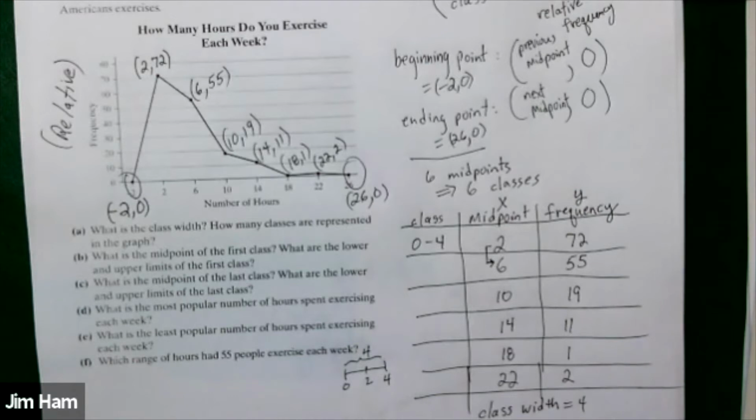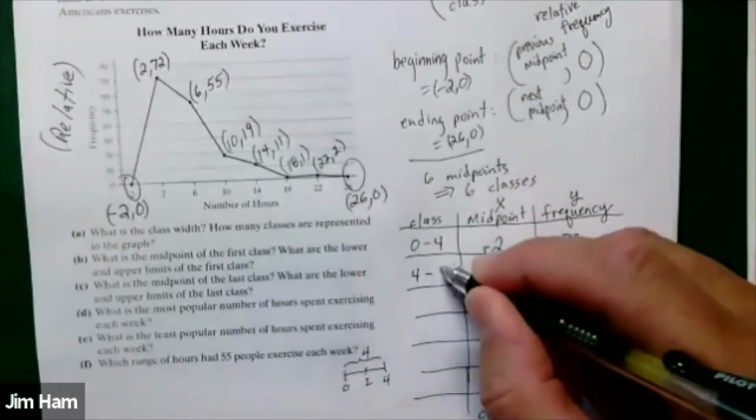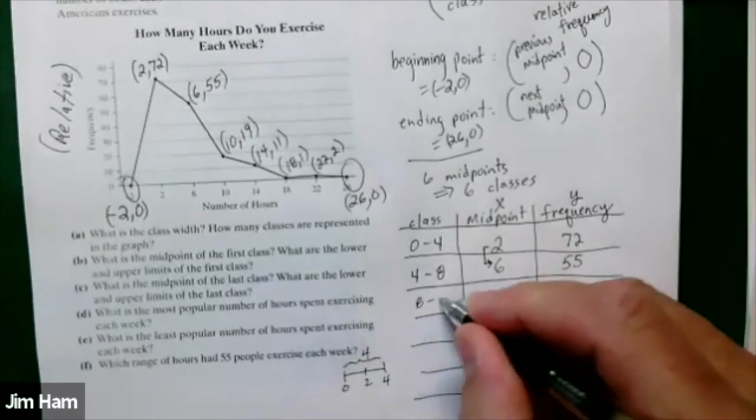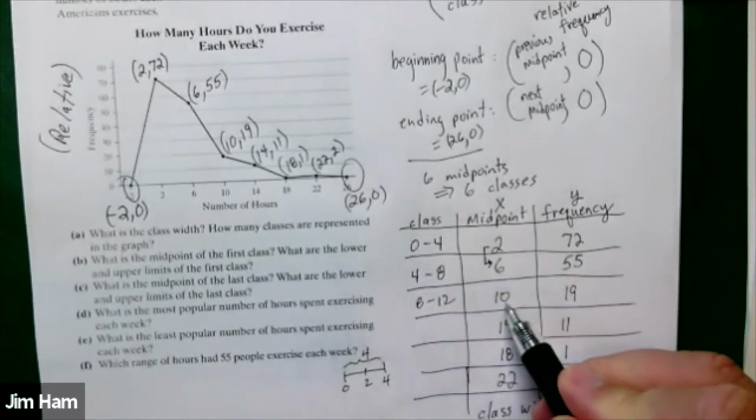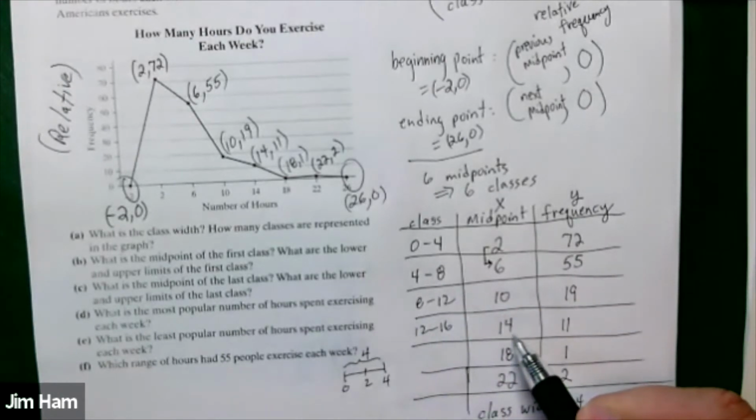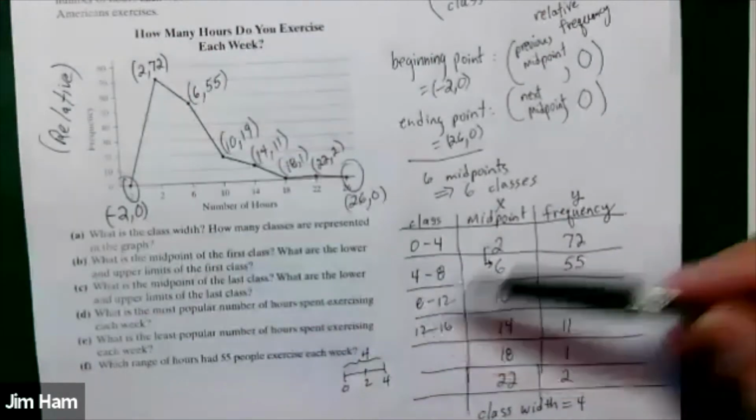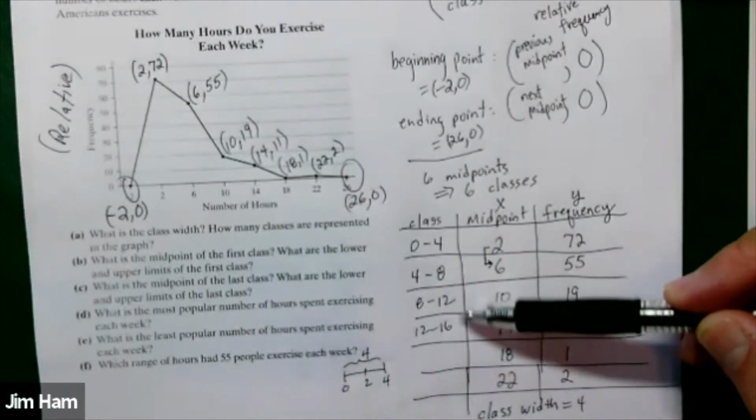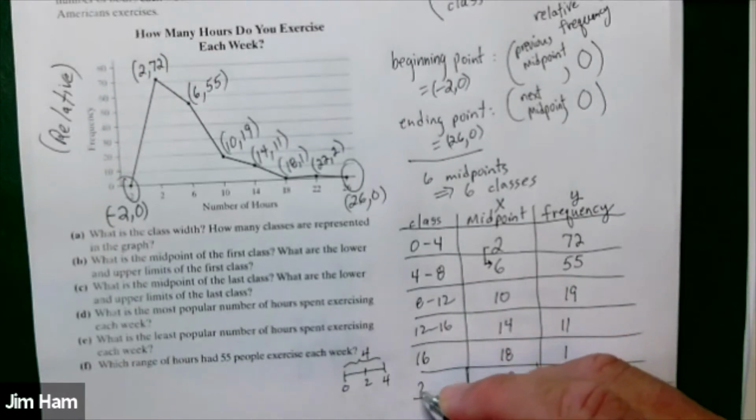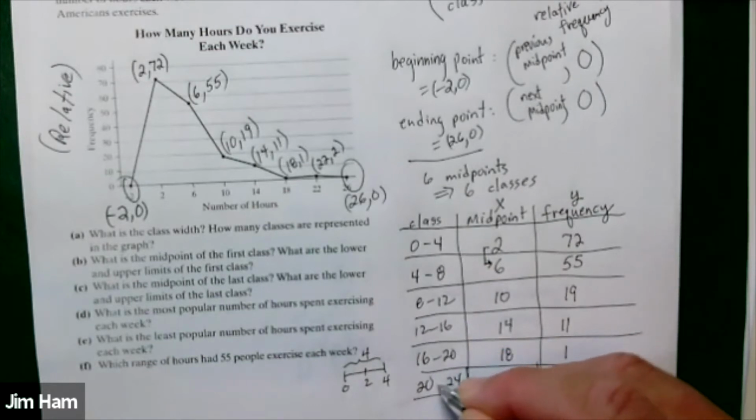Now every other class after that also has a class width. So the next one goes from 4 to 8, 6 is right in the middle. The next one goes from 8 to 12, 10 is right in the middle. The next one goes from 12 to 16, and 14 is right in the middle there. Notice you're adding 4 to all the lower limits of each class, and you're adding 4 to the upper limit of each class. 12 plus 4 is 16, plus another 4 is 20. 16 plus 4 is 20, plus another 4 is 24.